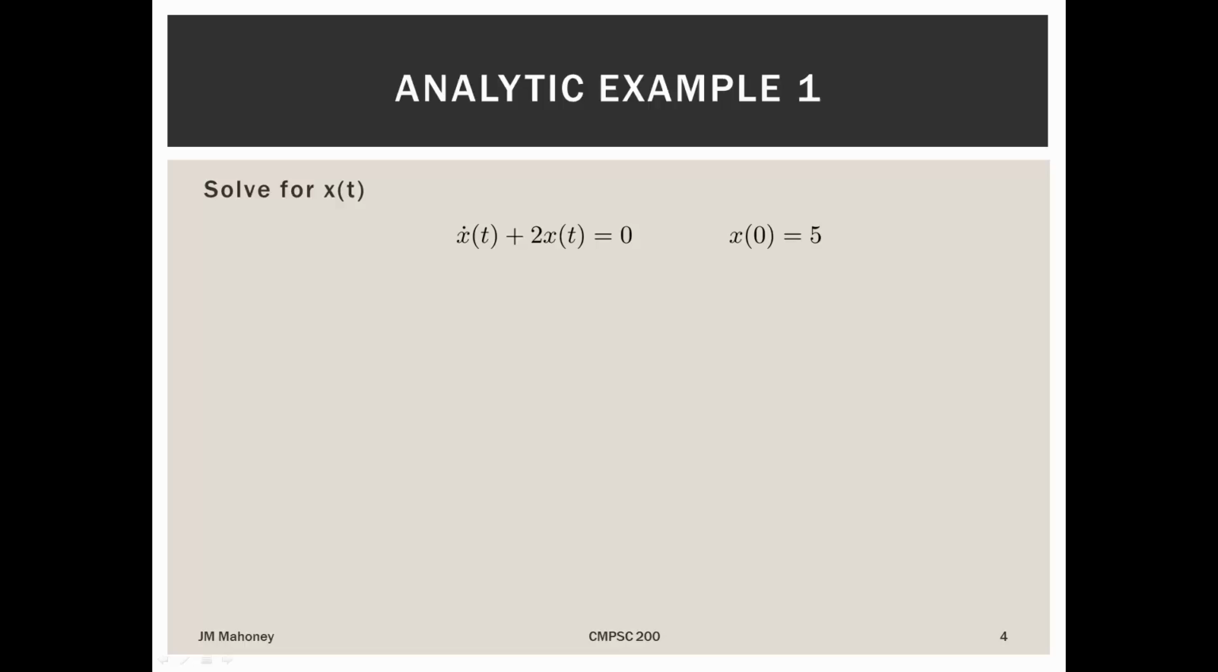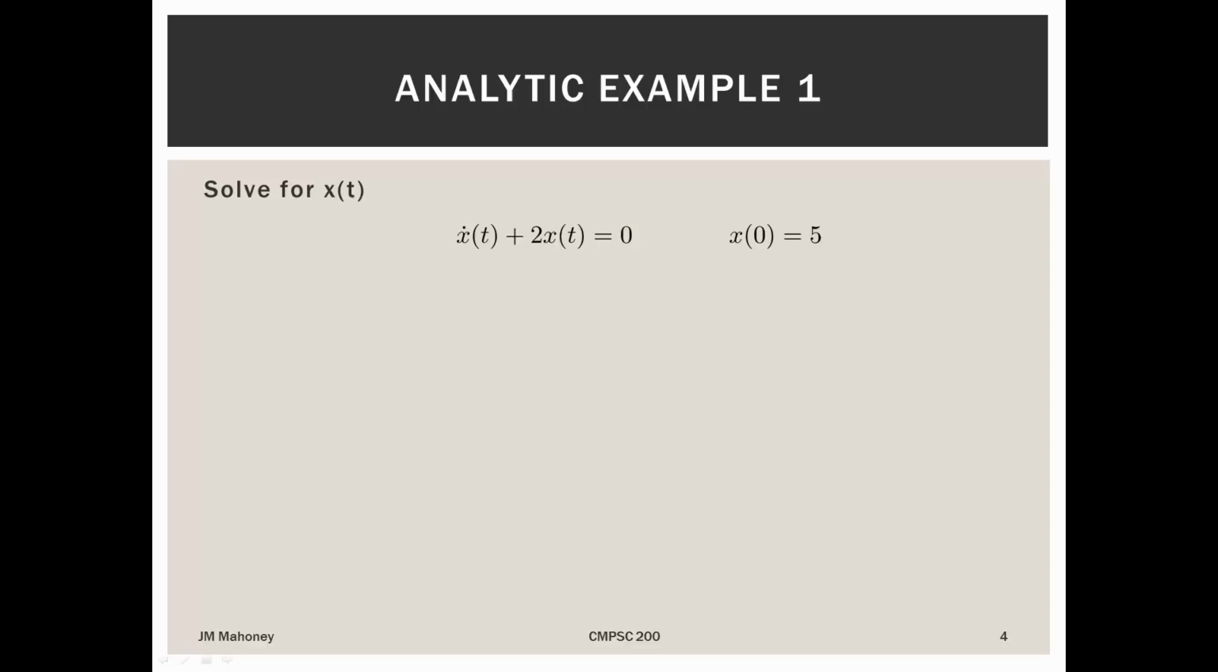Let's first look at an example where we analytically can solve an ordinary differential equation. So here we have our ordinary differential equation, x dot, or the derivative of x with respect to t, plus 2x equals 0. And here we have the initial condition that x of 0 is 5. So when time is 0, the value of x is 5.